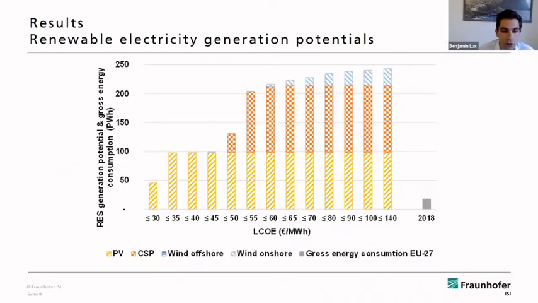If we now combine these generation costs with electricity generation volumes, then these cost potential curves can be aggregated. So here you see the generation cost and here the power that is generated at the respective costs. We see that solar PV is quite the dominant technology in the low cost range, followed by CSP generation, and that wind onshore is only minor for the MENA countries. If we put that into perspective, we can compare it to the gross energy consumption of the EU27 in 2018, and we see that the overall generation potential of the MENA region is quite large.